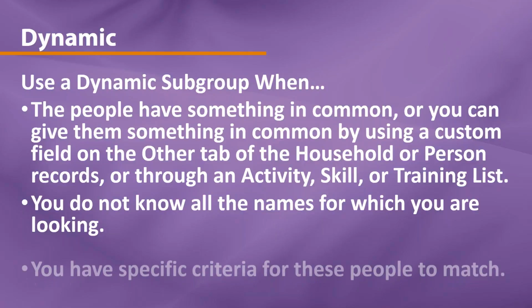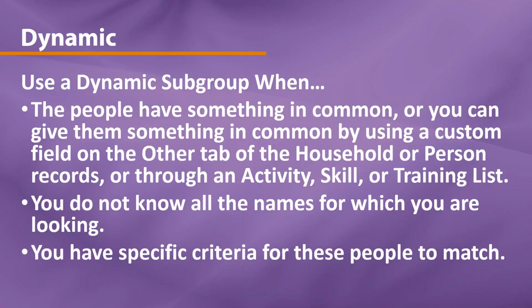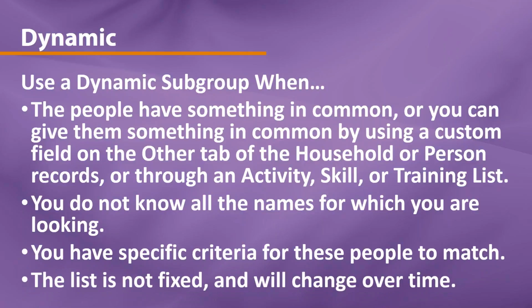And then another one is you have a specific criteria for these people to match, and the list is not fixed in time or will not change over time. So we know dynamic subgroups will change and select the data no matter what. So, I'm sorry, if it is changing, we are going to use a dynamic subgroup.